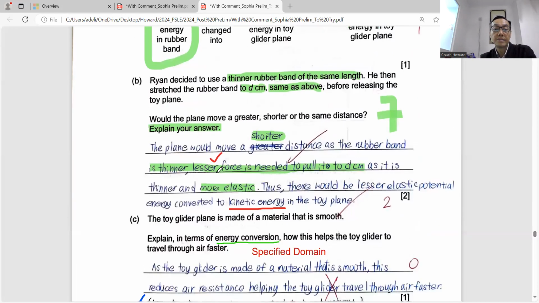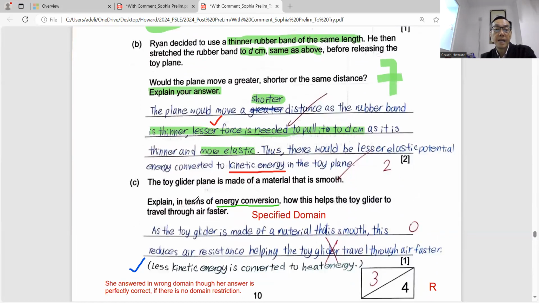Now they say, notice this part. Explain in terms of energy conversion how this helped the toy glider to travel through the air faster. I put the words specific domain here. It means the examiner requires you to answer in terms of energy conversion. They specified this domain because in P6 you learn about forces in action, right? Actually, you can answer this question in terms of forces, which the candidate did here, but she gets 0 mark because she did not follow the specified domain.